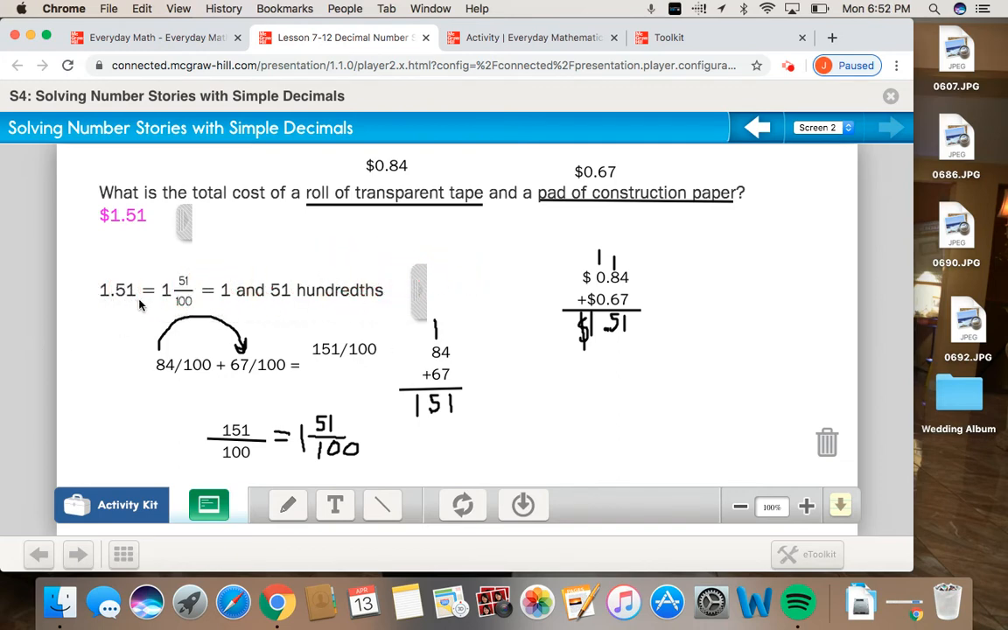1 and 51 hundredths, that's what we got down here, equals 1 and 51 hundredths. And that's the same as our answer that we got right up here. So you think you got it?